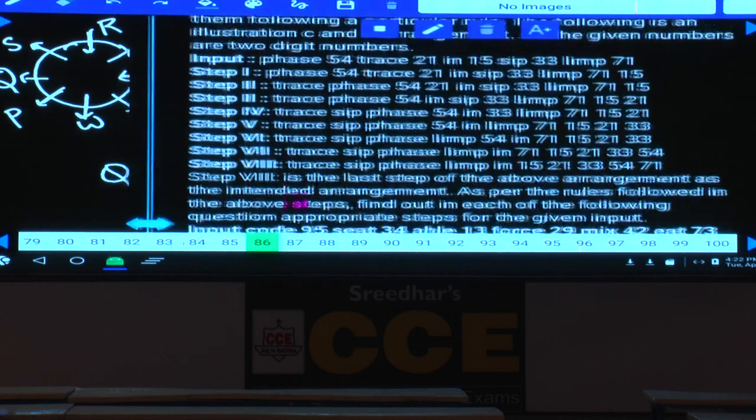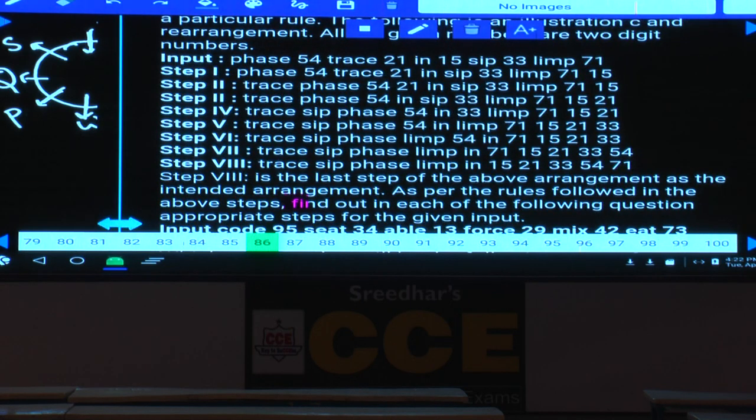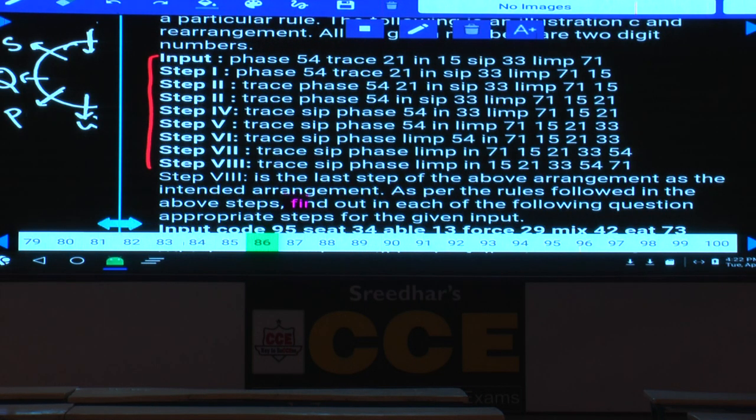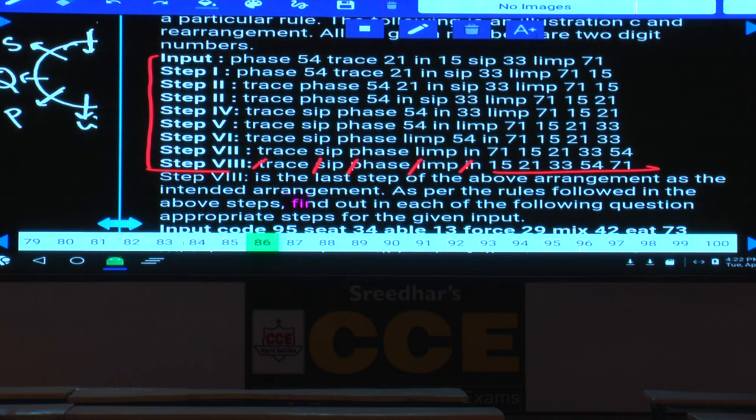Then, now let us check out the pattern here. Now first find out the logic involved in this one. In order to find out the logic, first we need to compare the input with the final output. What is the final output here? Step 8 is the final output. Now in the final output, check all the elements T, S, P, L and I. Now all the words are arranged in the descending order. Then coming to these numbers, 15, 21, 33, 54, 71, now the numbers are in the ascending order. The logic is, first 5 words were arranged in the first 5 places, followed by the numbers from position number 6 to 10. Now these first 5 words are arranged in the descending order, followed by the numbers in the ascending order. Then the logic has been finalized.